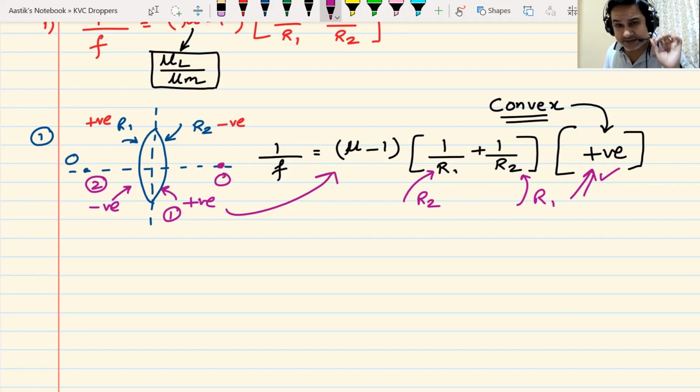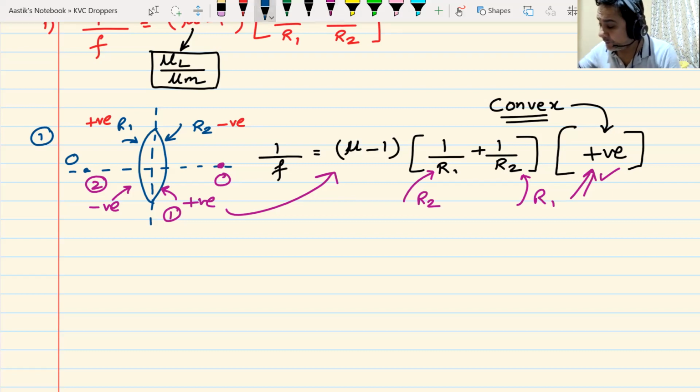A convex lens remains convex no matter where you keep your object. The focal length remains the same. The focal length does not change if the object is placed from one side to the other side. Focal length does not depend on where the object is placed. Focal length depends on the value of mu, the refractive index with respect to the medium, it depends on the value of R1, and it depends on the value of R2. Do we understand this? Yes, sir. That is the first point.